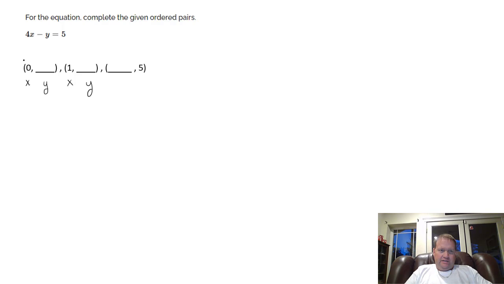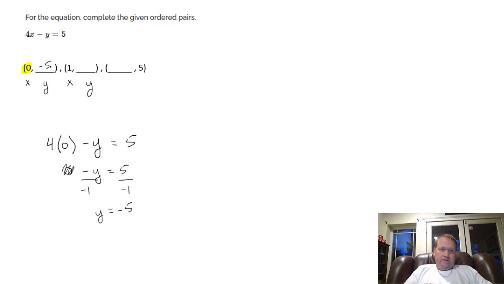So the first one, x is right here, x is 0. So if x is 0, let's rewrite the equation that says 4 times x, which is 4 times 0, minus y equals 5. And we solve this for y, and 4 times 0 is 0. And we end up with this equation, and we don't need to write the 0, so I'm just going to cross it off. And remember that the way we get rid of that negative is to divide by a negative 1. And so the first answer is that y equals negative 5.